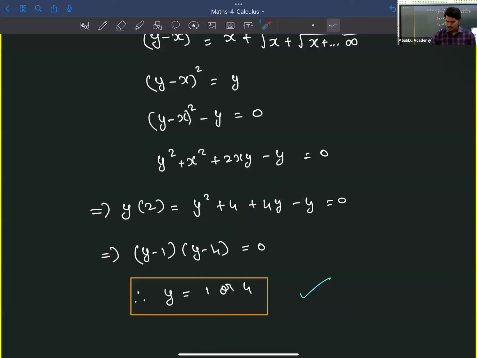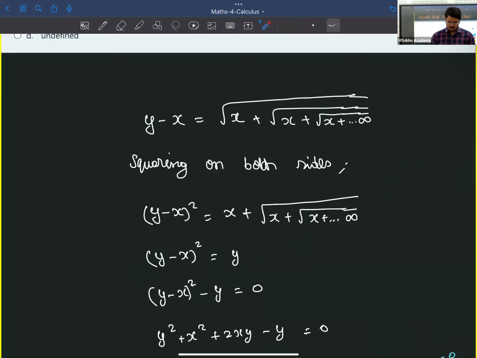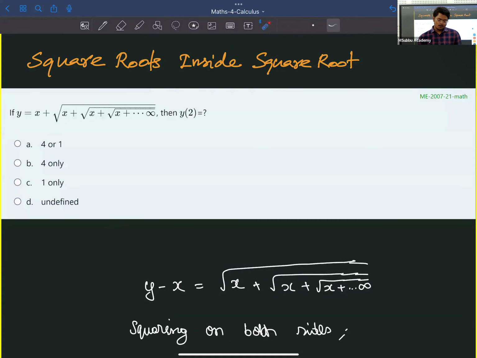So what do you get? Just a minute. So we get y square plus 3y plus 4 equal to 0. On factorizing this, what do you get? Y minus 1 and y minus 4 is equal to 0. So from this, y is equal to 1 or 4. So this will be your option. Okay, hope you guys understand.